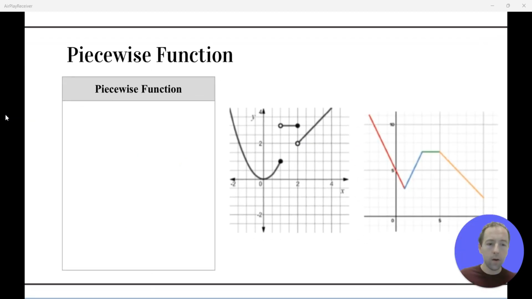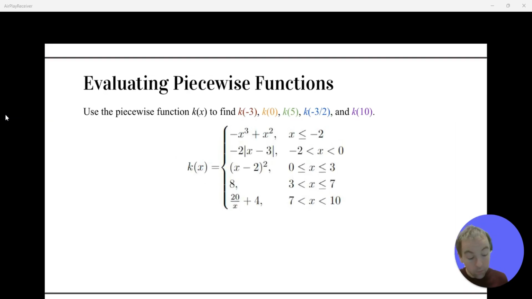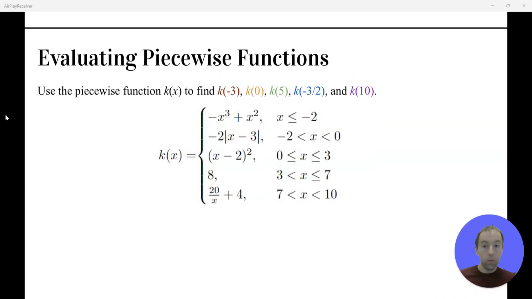Okay, so I'm not even going to bother to write a definition of a piecewise function. I think if you just look at these pictures right here, you get a really good, intuitive understanding of what a piecewise function is going to look like. So with that, we're going to dive into the first of the skills that we want to develop with piecewise functions. This first skill is just evaluating piecewise functions, which means we're just trying to find values of functions, okay?